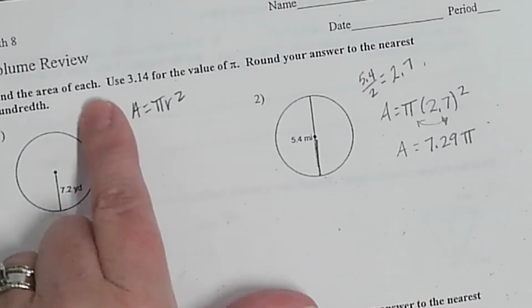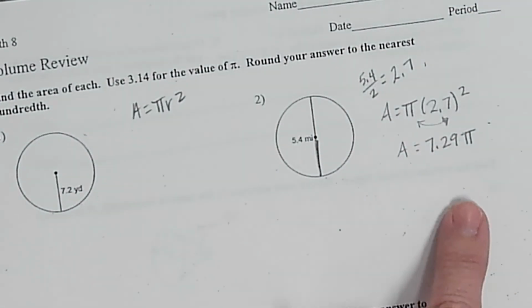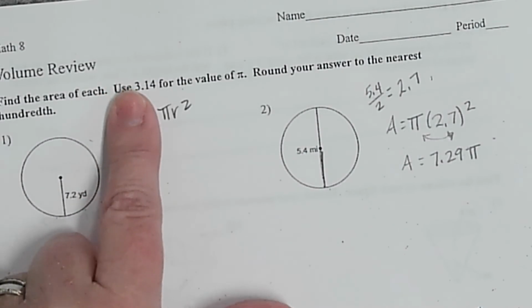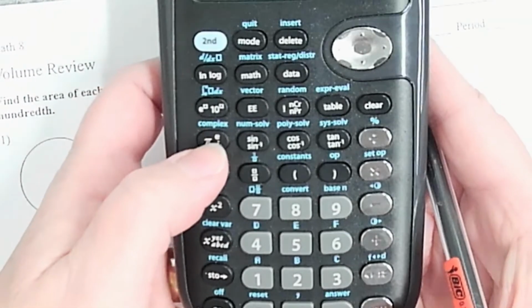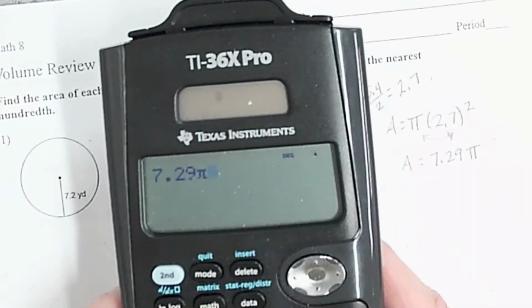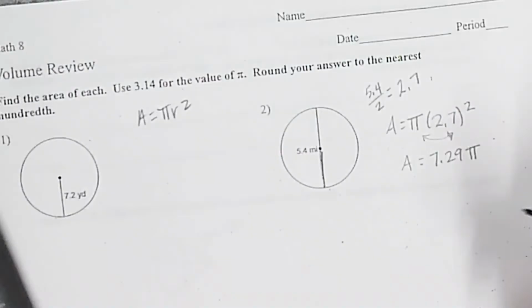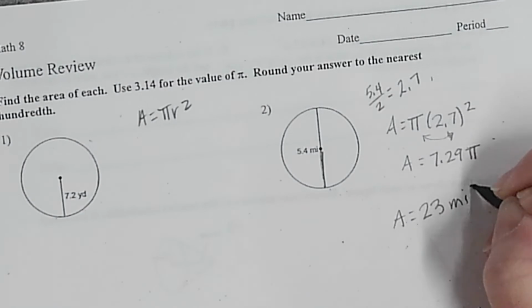If you're going to use 3.14, that is great for the value of pi, but we're going to use pi on our calculators. If your calculator doesn't do pi, then you're going to use 3.14. And don't worry, our quizzes are adjusted if your answer is off by a little bit. So 7.29 pi equals 22.9, and I'm going to round that up to an even 23. So area equals 23 miles squared.